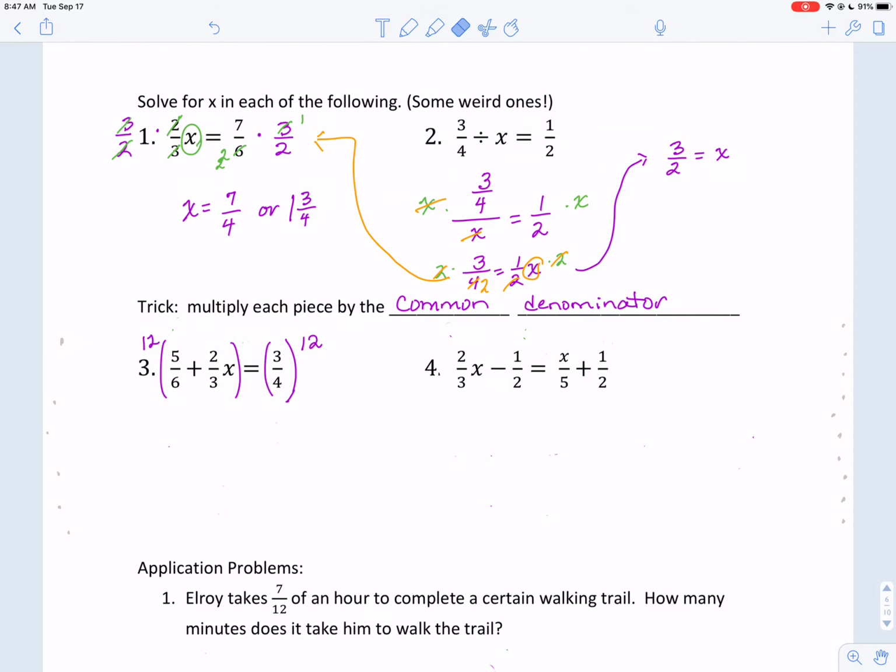Now I'm going to distribute that 12 into each equation, into the parentheses. Now when I do that, I can then go back through and cancel. The 6 will go into 12 2 times. The 3 goes into 12 4 times. And the 4 goes into 12 3 times.